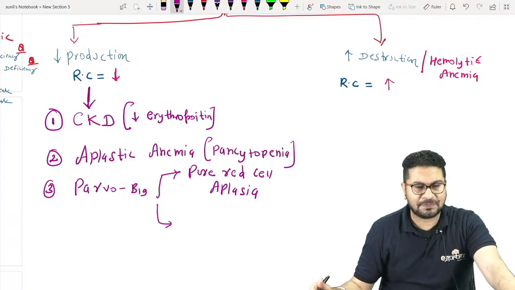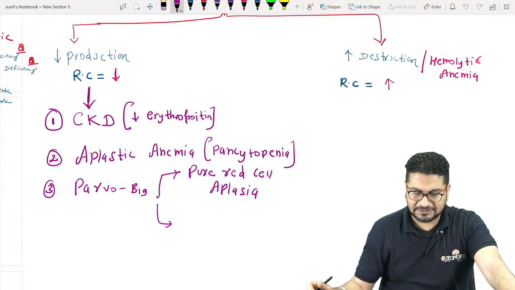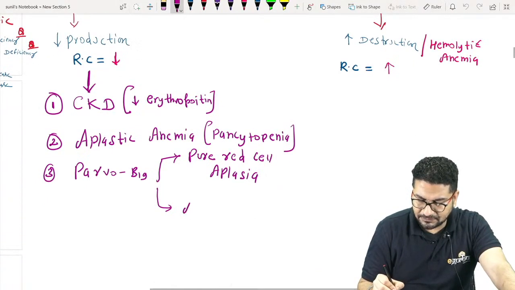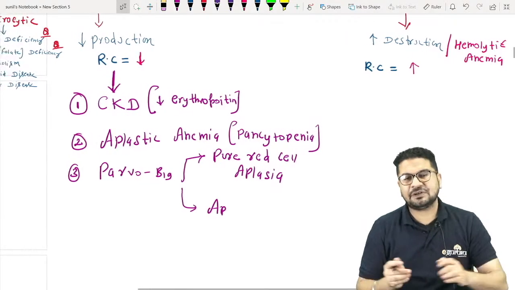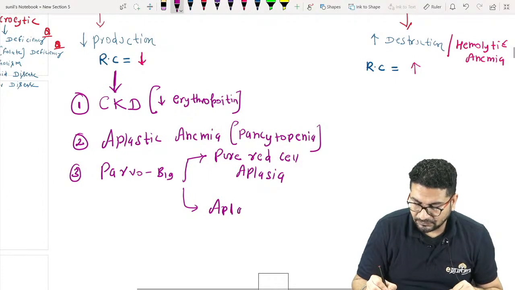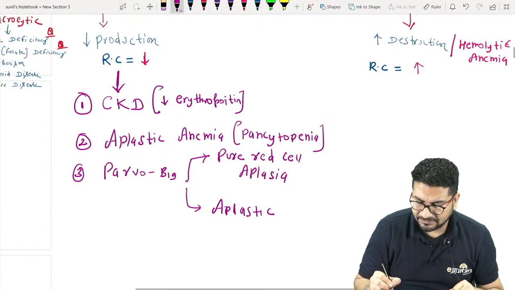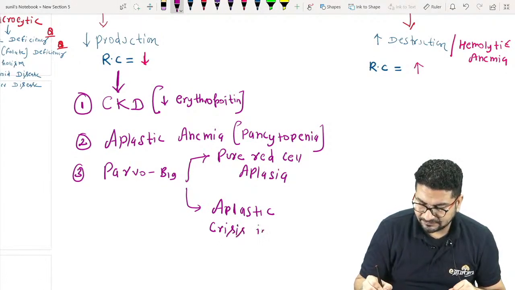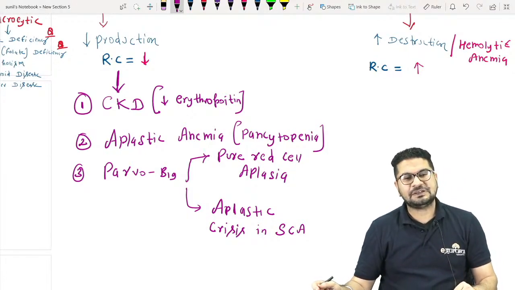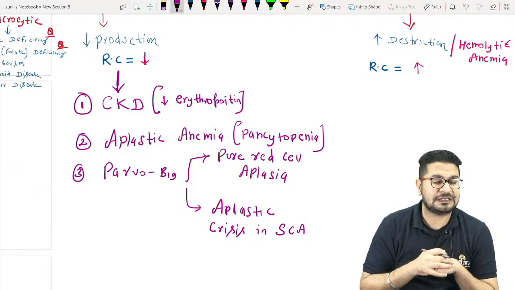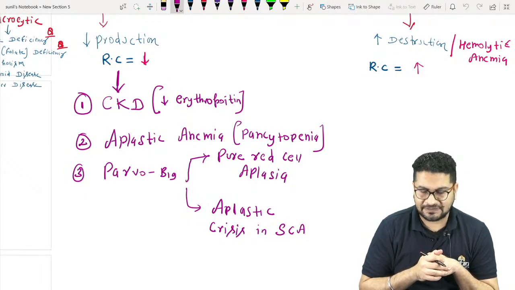And if I say this Parvo Virus B19, sometimes it can lead to worsening. Suppose a patient is already having anemia, like a patient is having sickle cell anemia. In those patients, it can lead to worsening of symptoms. We call this aplastic crisis in sickle cell anemia. It means the patient is already having sickle cell anemia and now he developed aplastic anemia. That is what we call aplastic crisis.